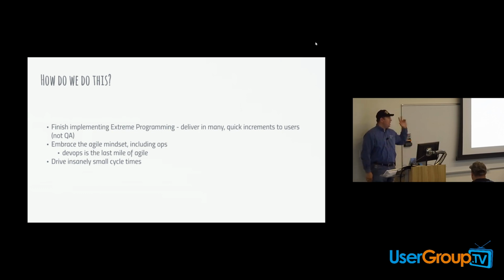As an industry, extreme programming was the harbinger in 1999 that gave birth to the Agile Manifesto in 2001, that has sort of given birth to Scrum, that has really largely impacted the entire organization. And one of the tenets was to deliver in many quick increments to users. Not to QA, to the actual people using the software, okay?